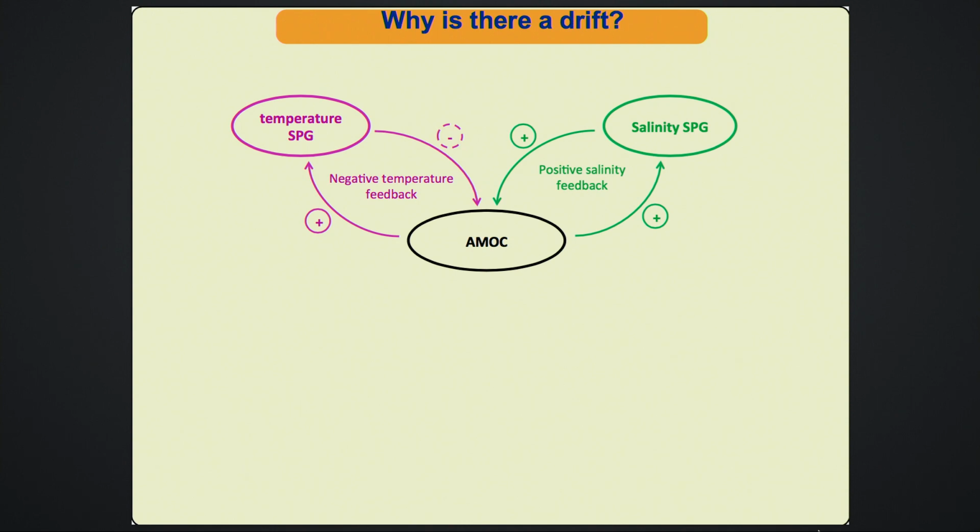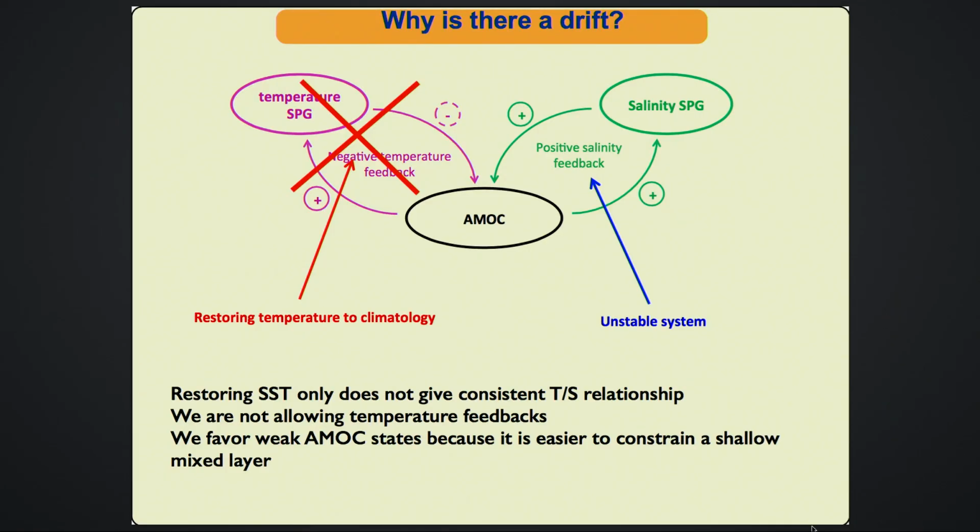One possibility here is that we're breaking the feedbacks in our system. So the AMOC is controlled by temperature and salinity feedbacks through changes in salinity and temperature that affect mixed layer depth in the high latitudes. And so the hypothesis we're making is that we are favoring a stronger positive feedback by restoring to temperature.